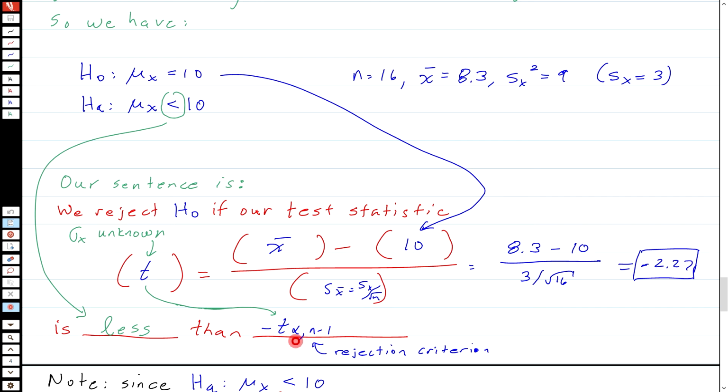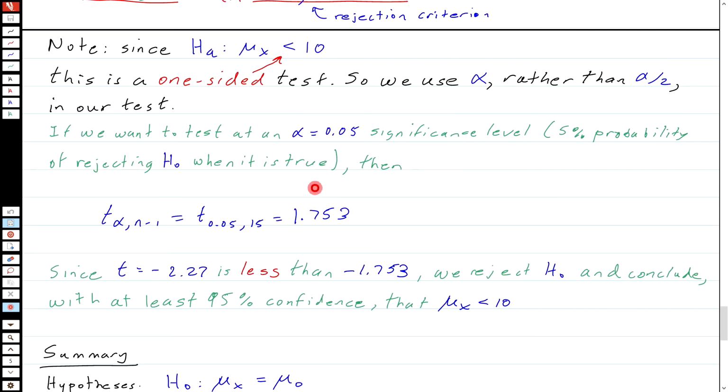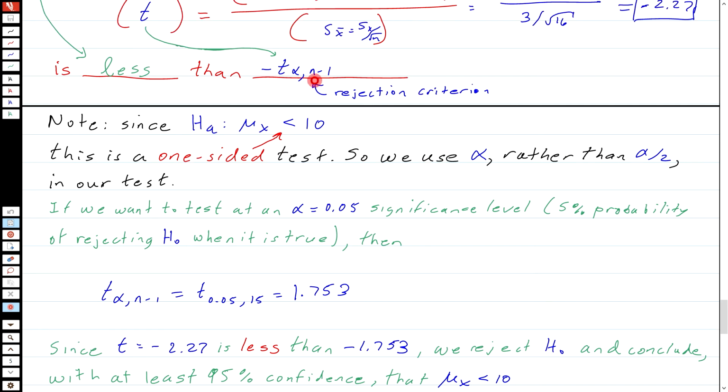And then we choose our alpha. When we choose our alpha, we get a number for this quantity here. We check to see if minus 2.27 is less than that number, and if so, we reject H naught and conclude, if I got this conclusion coming in down here, yeah, I'll say it. We reject H naught and conclude with at least 1 minus alpha confidence that mu x is less than 10. Okay, so this is an example of that. Since HA, mu x is less than 10, this is a one-sided test. So we're using alpha rather than alpha by 2. So that's where that alpha is coming from.